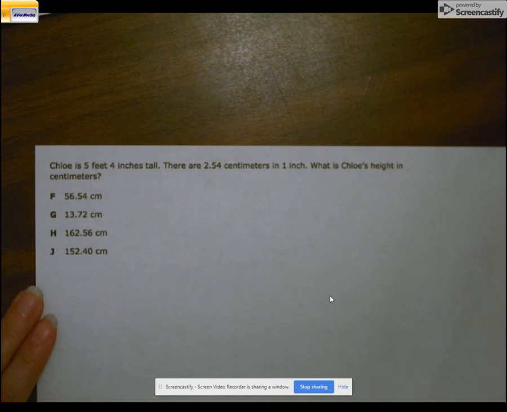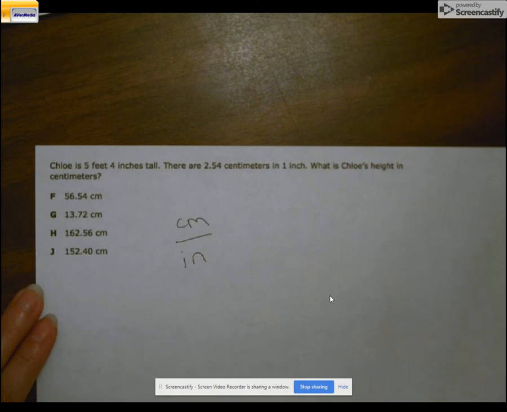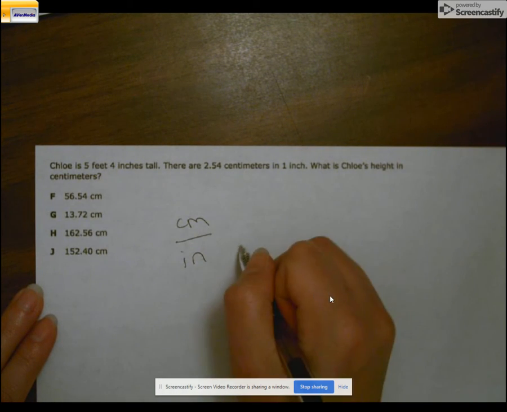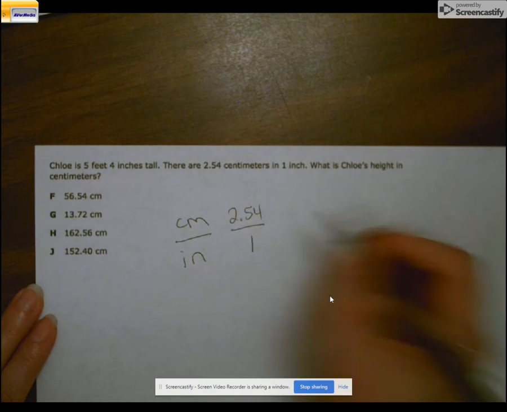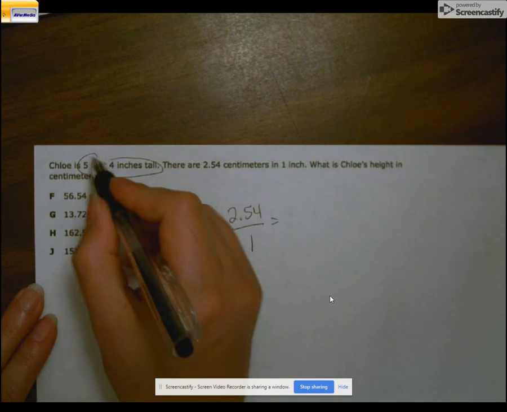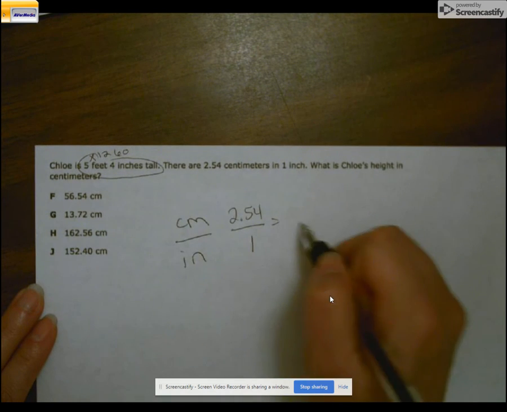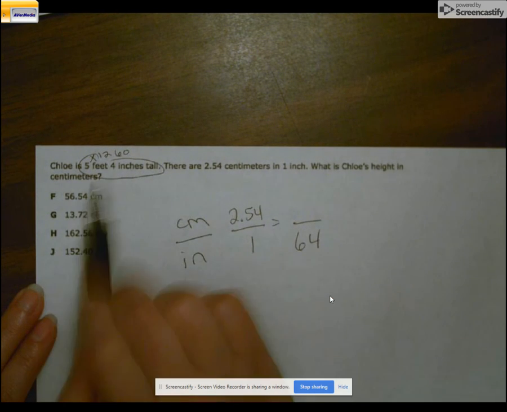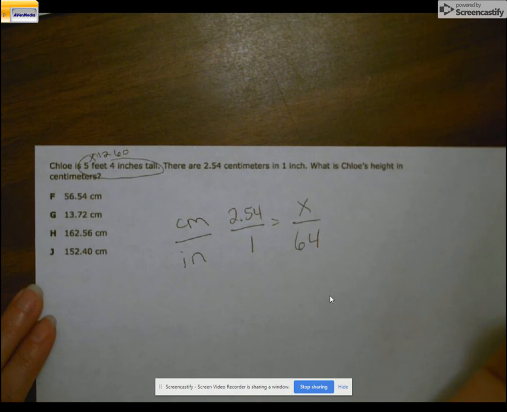Chloe is 5 feet 4 inches tall. There's 2.54 centimeters in 1 inch. So I'm dealing with centimeters and inches. So 2.54 centimeters for 1 inch. I need to figure out how many inches this is. So 5 times 12 is 60 plus the 4. So I've got 64 inches. I needed to convert that because there's 12 inches in a foot. Then I can have my X on the top.